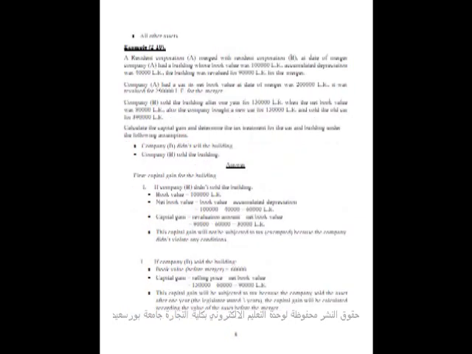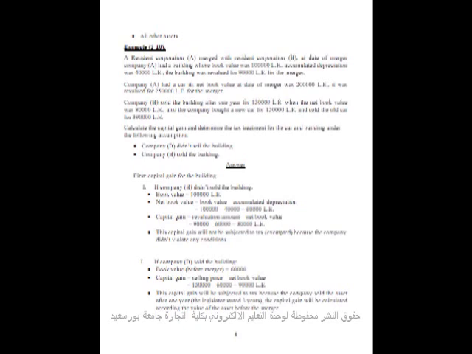Let's see an example. A resident corporation A merged with a resident corporation B. So we have two corporations, A merged with company B. At the date of merger, company A had a building whose book value was 100,000 Egyptian pounds. Accumulated depreciation was 40,000. The building was revalued at 90,000 for the merger. Company A had a car, its net book value at the date of merger was 200,000. It was revalued at 250,000 for the merger.